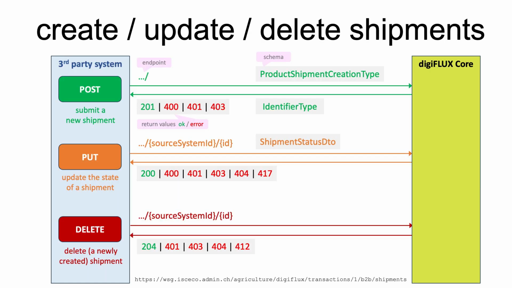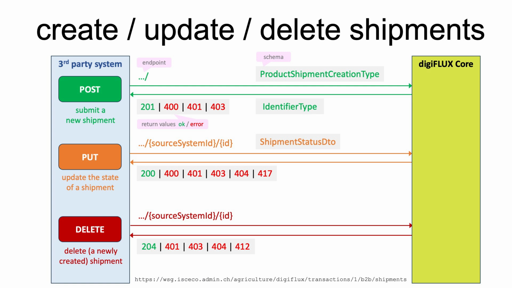For shipments, there are POST, PUT and DELETE services available, and that basically is to create, to update or to delete a shipment. The POST service is the most complex one and probably will be the one most widely used. With a POST service, you notify digiFLUX about a shipment that has taken place.